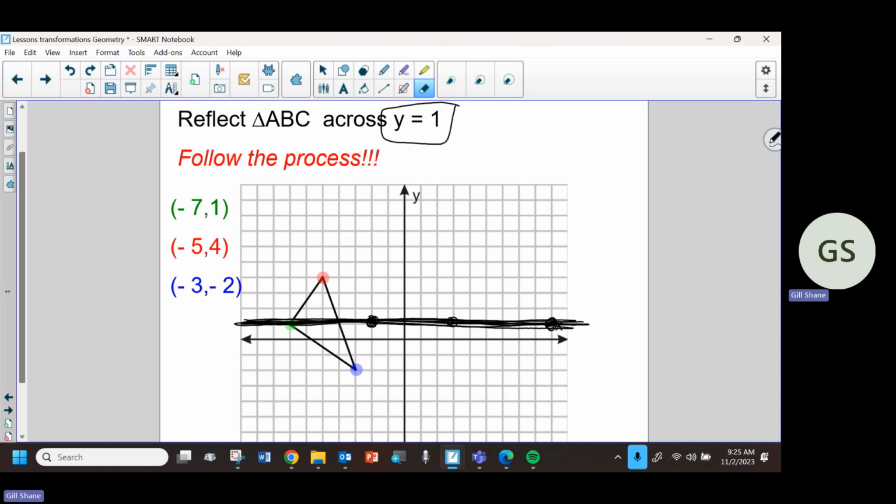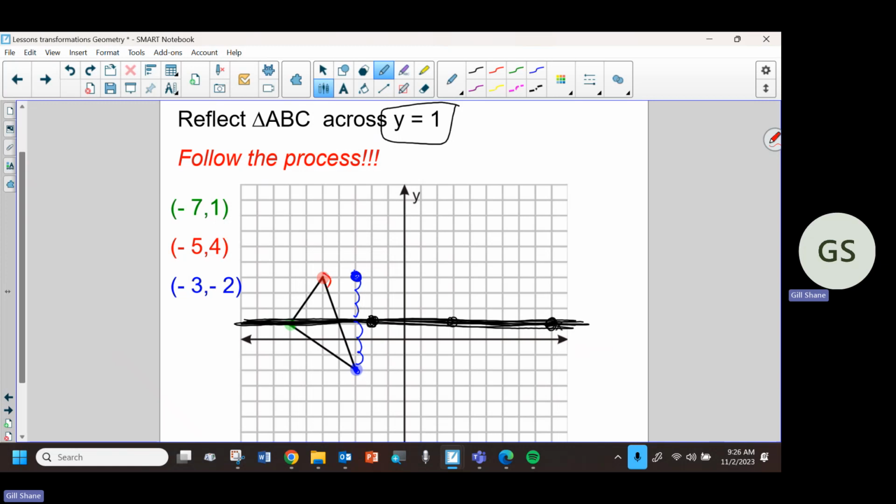All right, so now with that in mind, that's my line of reflection. I ignore the x-axis, do not accidentally count to that, and I go from this pre-image point. Remember, we never move the image, we move the points. I count to the line of reflection, 1, 2, 3, and then I continue to go in the same direction to the other side, the same distance, and that gives me my image point. So I went from the pre-image point to the image point.